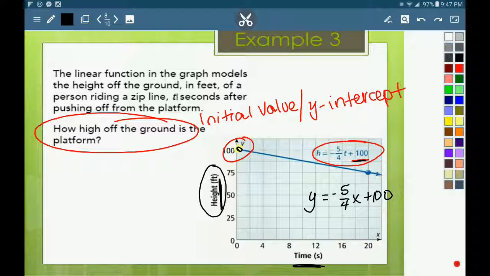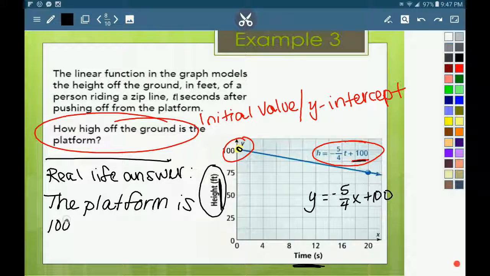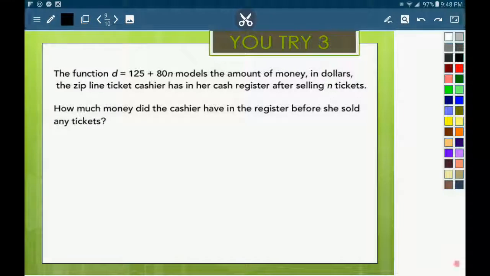And make sure we answer with a real life answer. This is a real life question. So our real life answer, okay, let's practice phrasing this. The platform is 100 feet off the ground. That's our real life interpretation. So please, if it asks you a real life question, you need to make sure you're giving a real life answer in a complete sentence. Okay, so let's have you guys give this a shot in your U-Try.